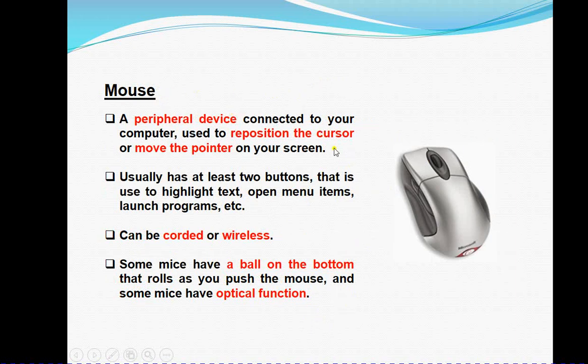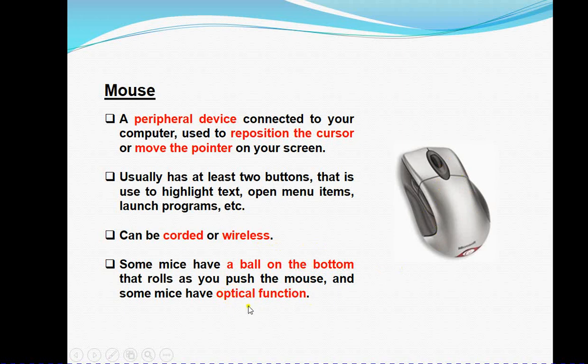We have the mouse, which is also a peripheral device that connects to your computer and allows you to move and click and reposition the cursor, like I'm doing right now, into your computer. They have at least two buttons, the left click and the right click, which allow you to pick, choose, open and close objects. They can also be corded or wireless, just like the keyboard. Some have a ball at the bottom, but mostly they don't nowadays.